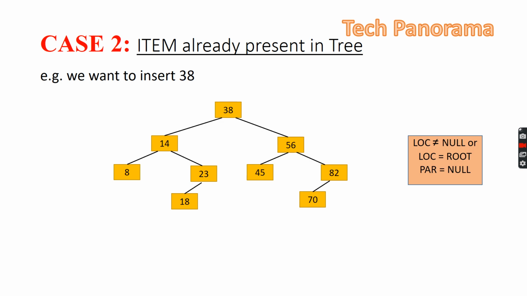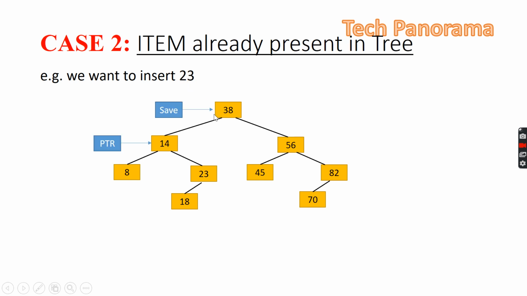The next case is when the item is already in the tree. The item may be present at the root of the tree, or it may be somewhere else. If the item is at the root, then the value of location will equal root and the parent is null, because the root has no parent. So this is the case when the item is the root, and the next case is when the item is other than the root.